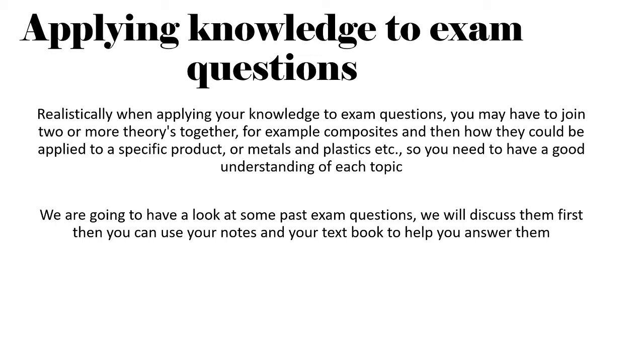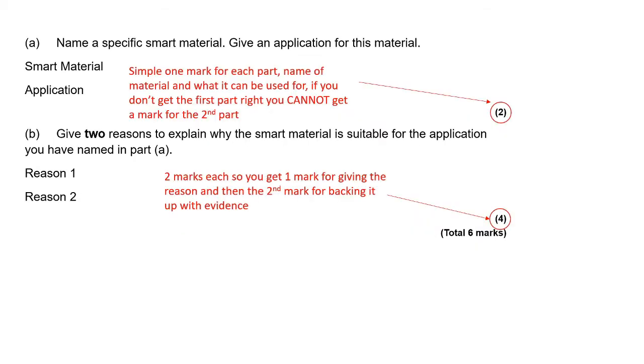I'll talk you through the breakdown of it, you pause the video, try and answer it, and then we'll go through the answers as well. So first one: name a specific smart material and give an application for it. That's 2 marks. Really simple for that one: 1 mark for the smart material and then 1 mark for the application. If you don't name a smart material correctly, you can't get the second mark because one leads into the other.